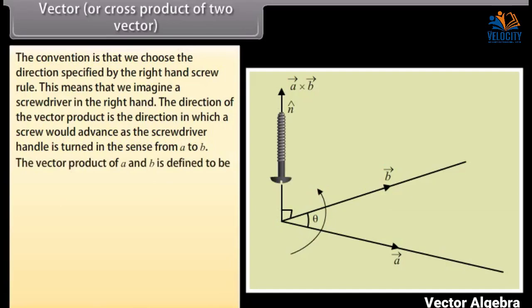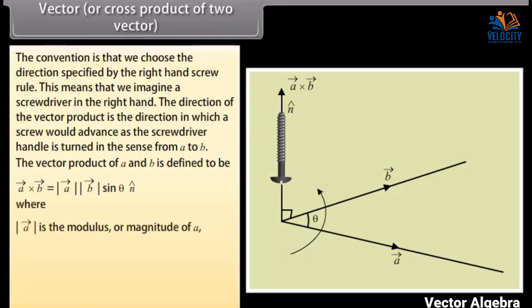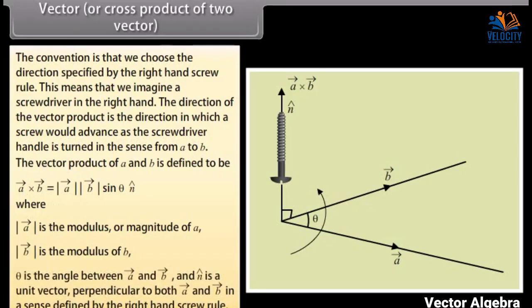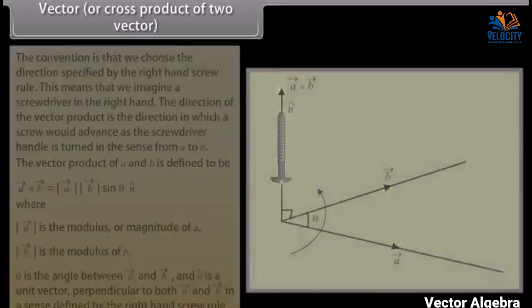The vector product of A and B is defined to be vector A cross vector B equals the magnitude of vector A times the magnitude of vector B times sine of theta in the direction of n cap, where the magnitude of vector A is the modulus of A, the magnitude of vector B is the modulus of B, theta is the angle between vectors A and B, and n cap is a unit vector perpendicular to both vectors A and B in a sense defined by the right-hand screw rule.